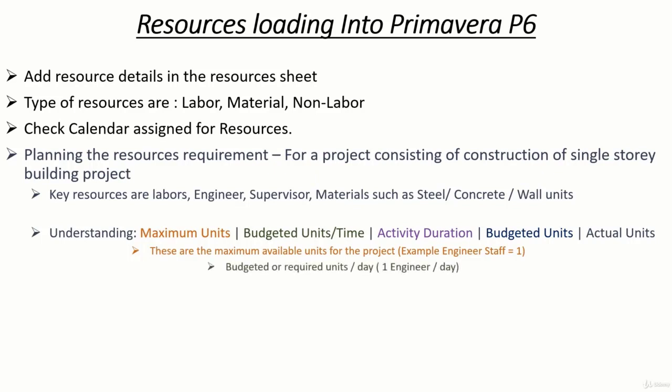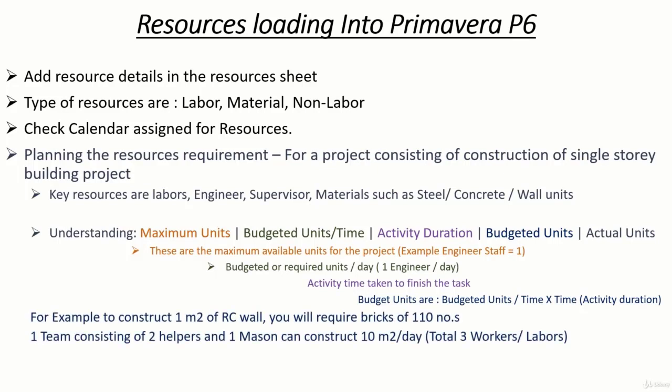The budgeted units are the units required per day or per hour or per month basis. Activity duration is the time taken to finish the task. When budgeted units are multiplied by activity duration, the required number of total budgeted units is derived. Actual units are the actual consumed units for the program. These are the general components of resource loading.